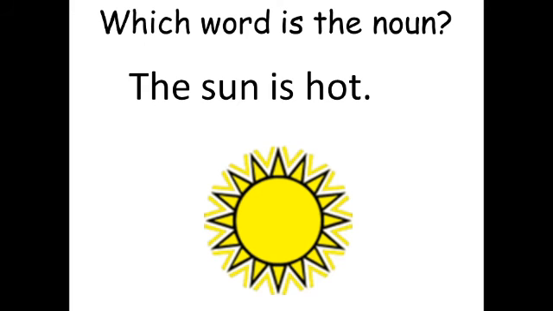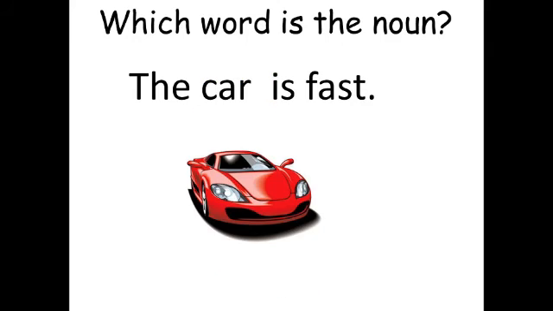Let's get going. Which word is the noun? The sun is hot. In this sentence, think which word is naming something. Think. Yes, you're right. Sun is the name of a thing and it is a noun. Let's move to the next sentence. The car is fast. So which word is the noun? Think about it. Yes, you're right. Car is a word to name a thing and it's a noun.